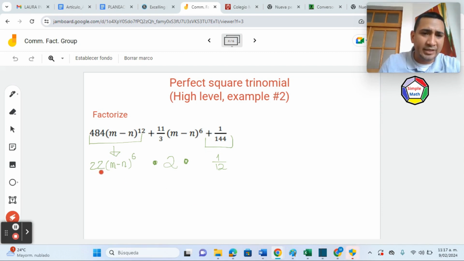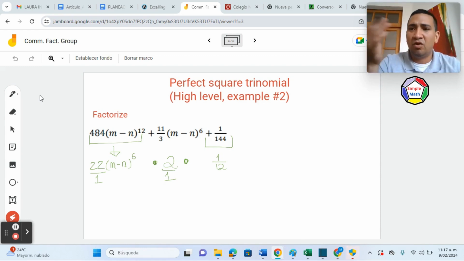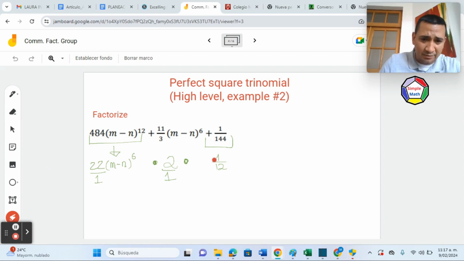Yes, we have to multiply those three things. If you multiply 22 times 2 times 1, remember they have invisible denominators. 22 has an invisible denominator, which is 1. 2 has a hidden denominator, which is 1. And then we multiply those fractions. How do we multiply fractions? We multiply all the numbers on top, all the numerators, and all the numbers below, all the denominators. So if you multiply all the numerators, 22 times 2 times 1 is 44.